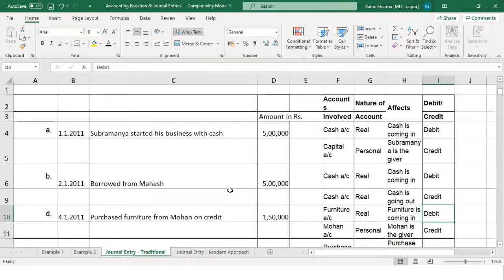Now in personal account, the rule says debit the receiver, credit the giver. So who is giving us? Mohan is giving us. So we will credit Mohan, and we'll say that Mohan is the giver. So that's why Mohan is being credited.